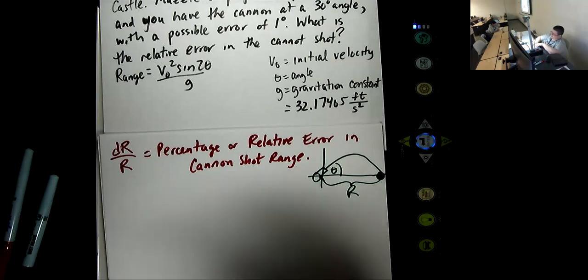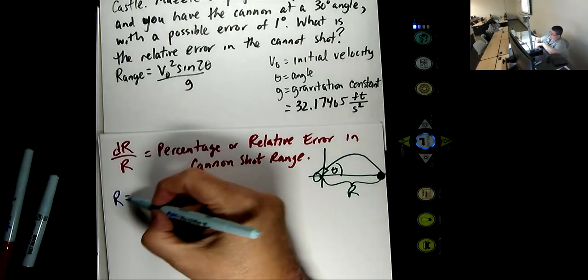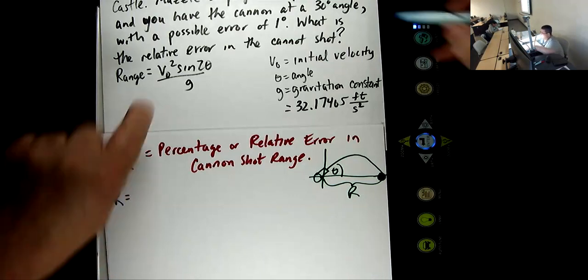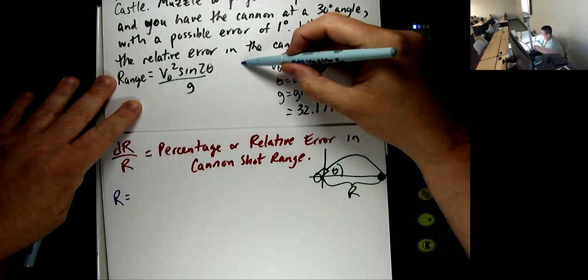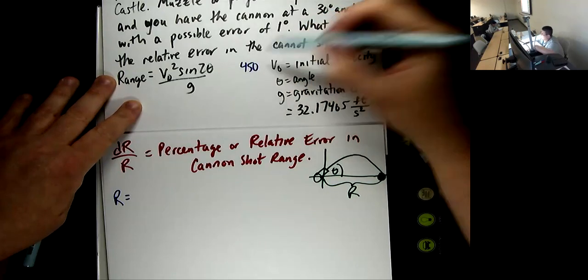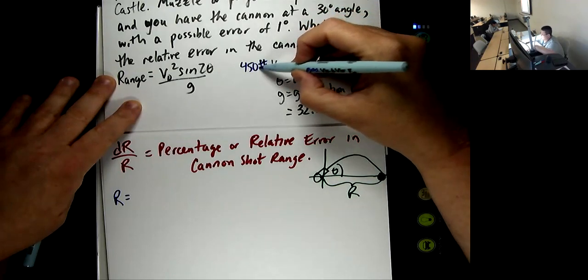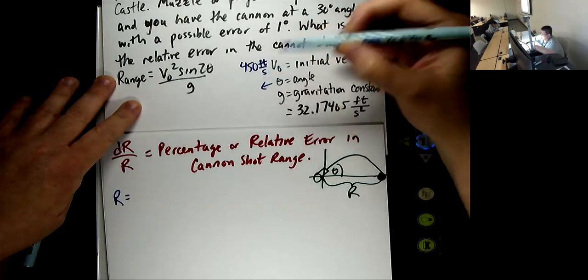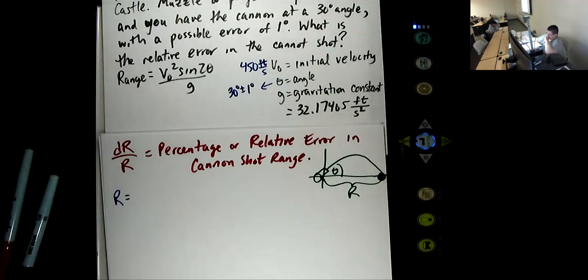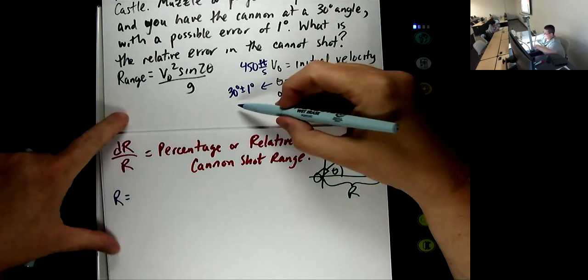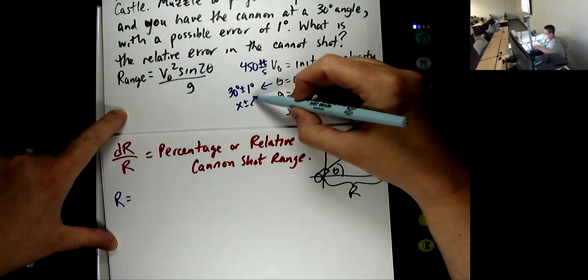So if we look at R, let's list what we have here. V naught was listed above at 450 feet per second. And theta was listed as 30 degrees plus or minus 1 degree, which is kind of like an x plus or minus a delta x.